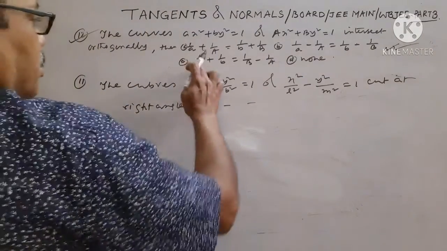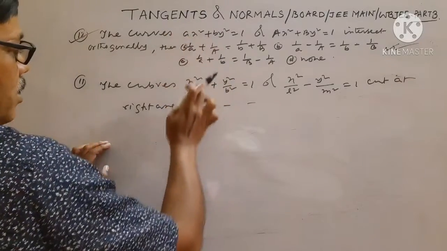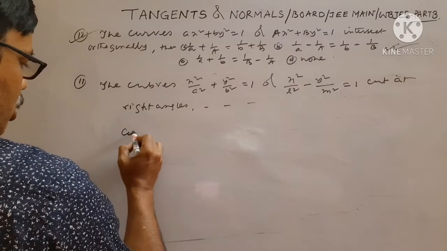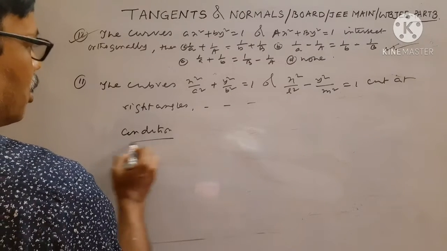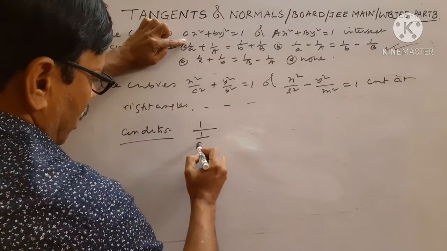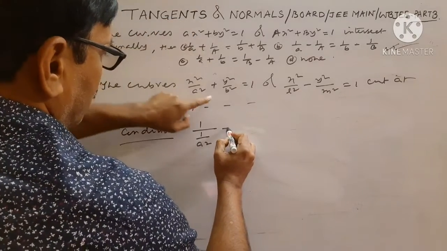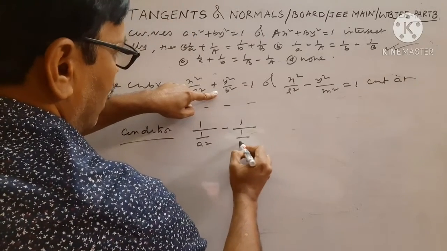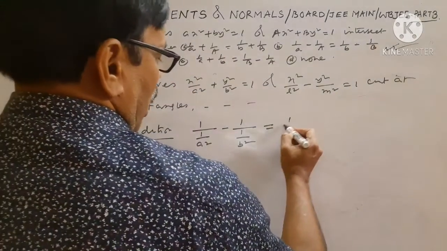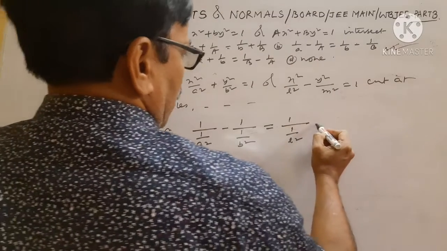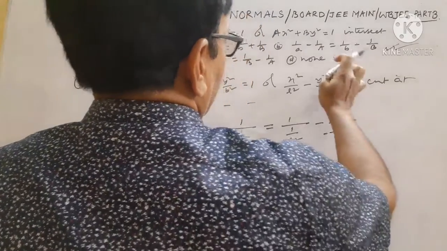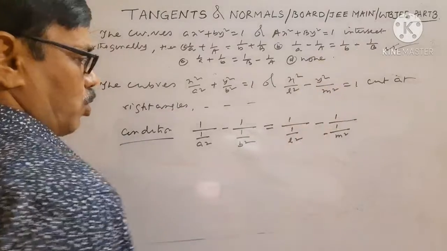Now, if we compare this result with this, small a is replaced by 1 by a square. So, using the above condition, 1 by coefficient of x square: 1 by 1 by a square minus 1 by 1 by b square equals 1 by 1 by L square minus 1 by 1 by minus M square. This one is 1 by M square.